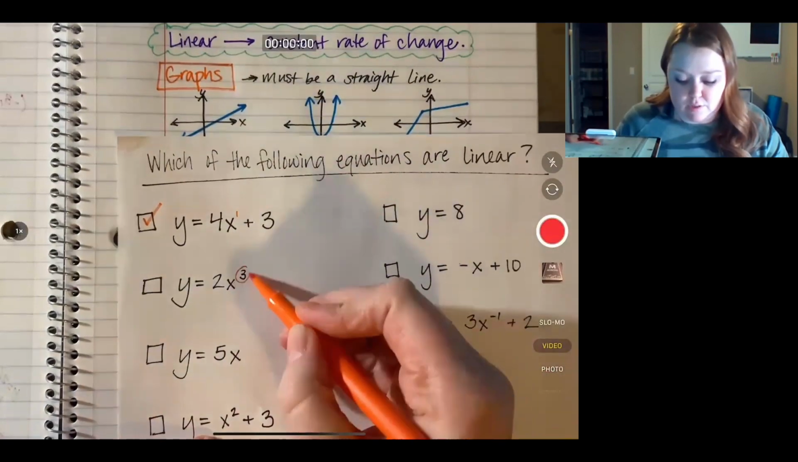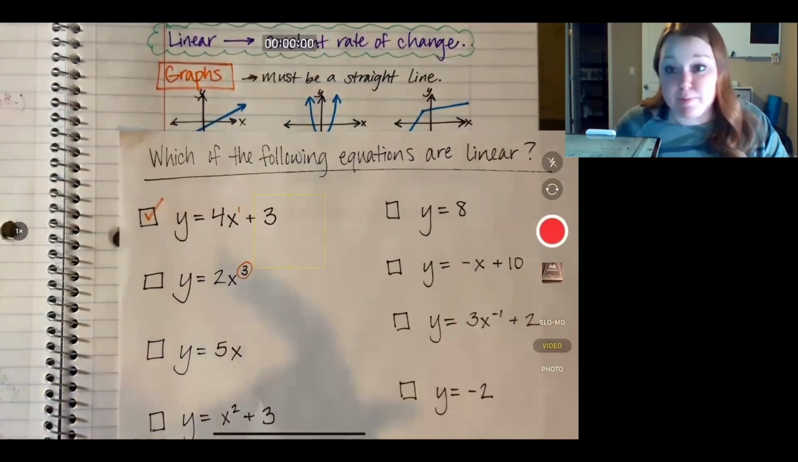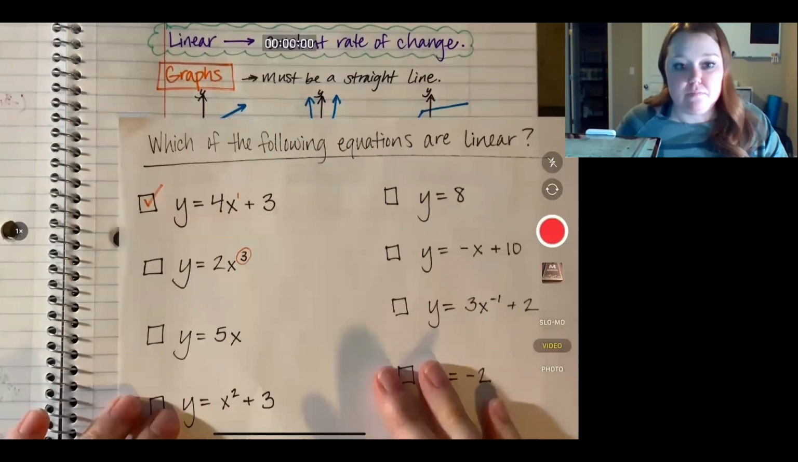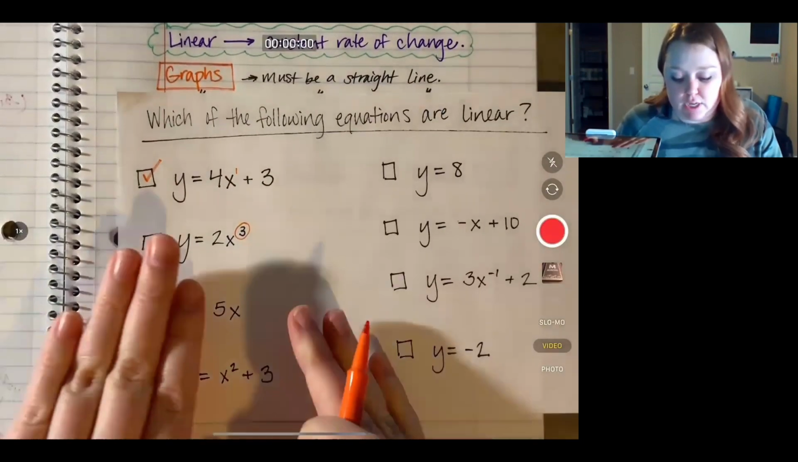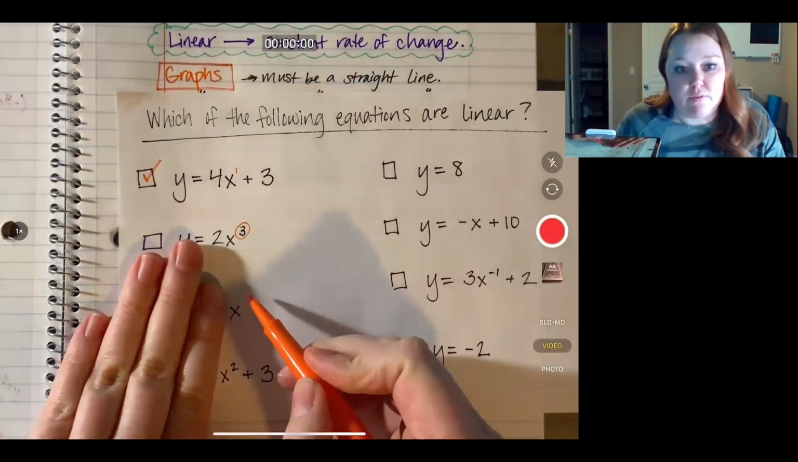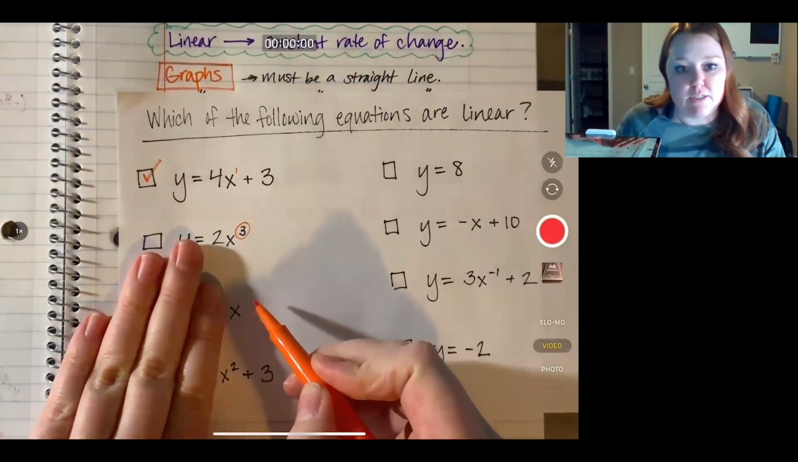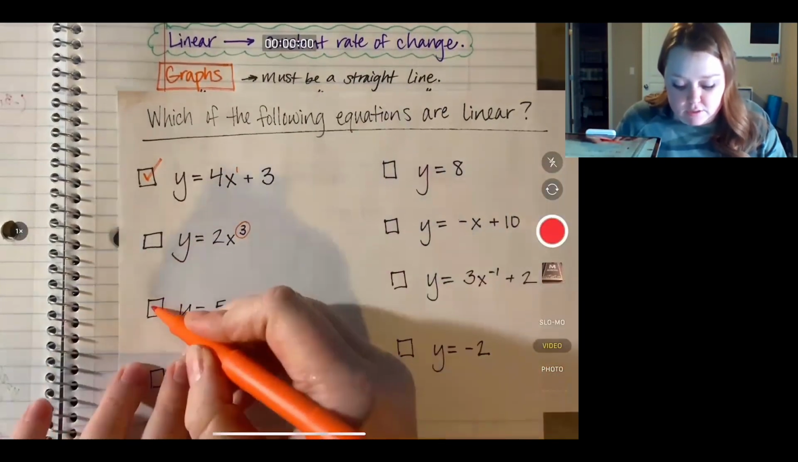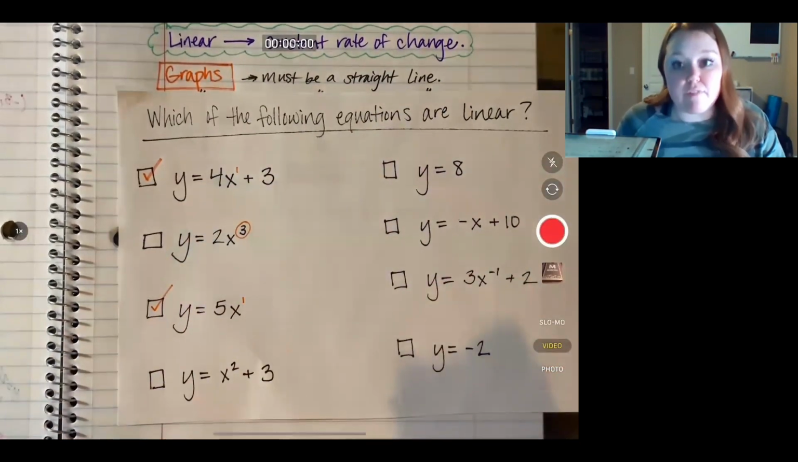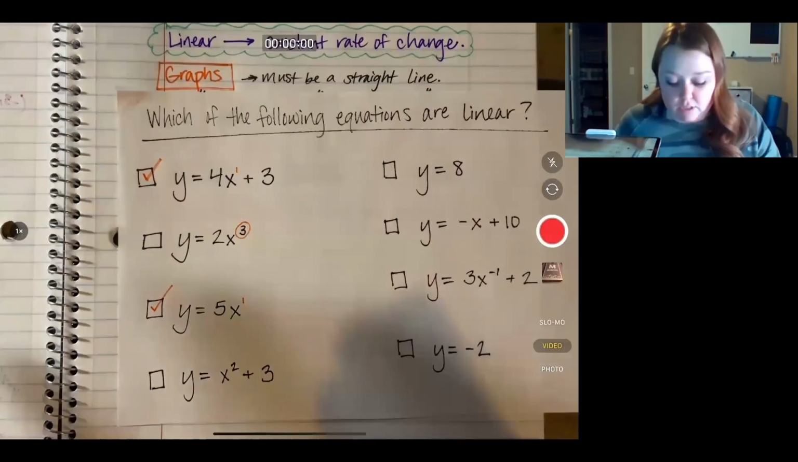X is raised to the third power. It has to be raised to the power of 1 for it to be linear. This one, y equals 5x. So you look at the x, what is it raised to? What's the power on it? What's the exponent on it? There's nothing there, so there's a secret 1. So that's good. That's going to be linear. If you were to graph that equation, it would be a straight line.